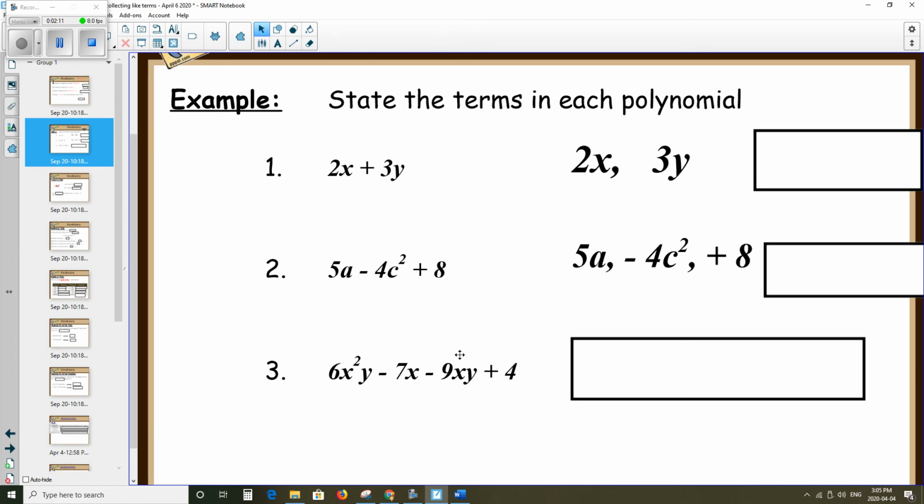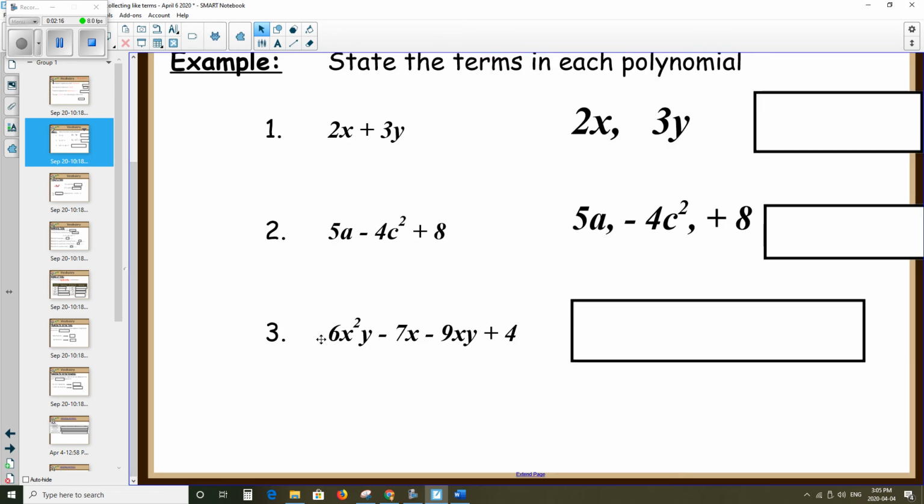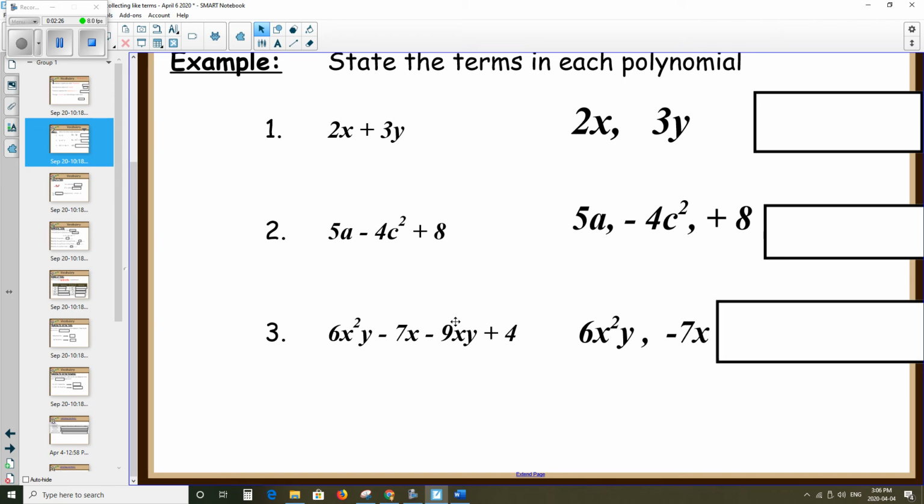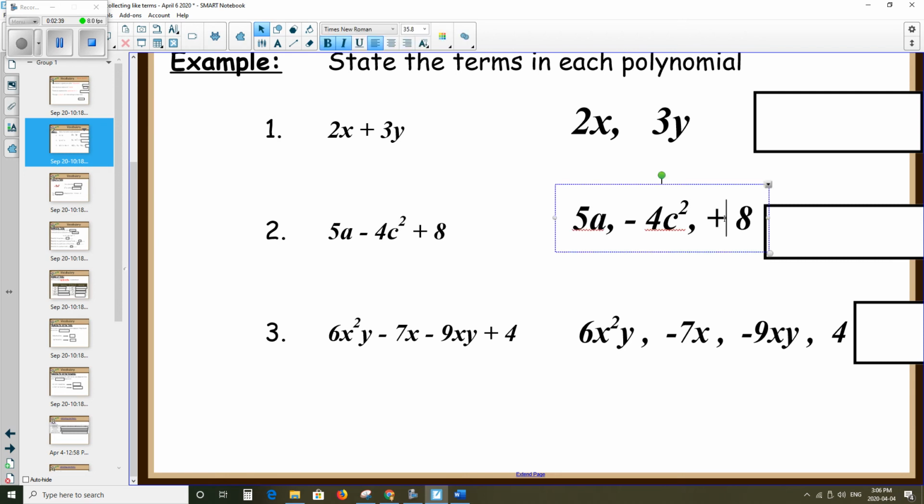This one has four terms. The first term is positive 6x squared y. Second term is negative 7x. Third term is negative 9xy. And the fourth term is positive 4. Up here I added a plus 8. That doesn't really need to be there. We know that if there is no sign, then it's automatically positive. I'll just take that out.